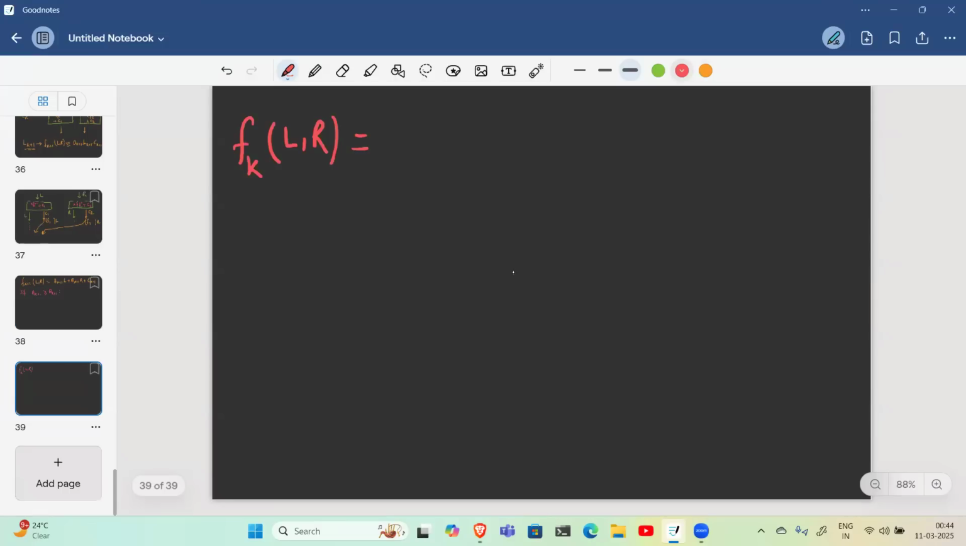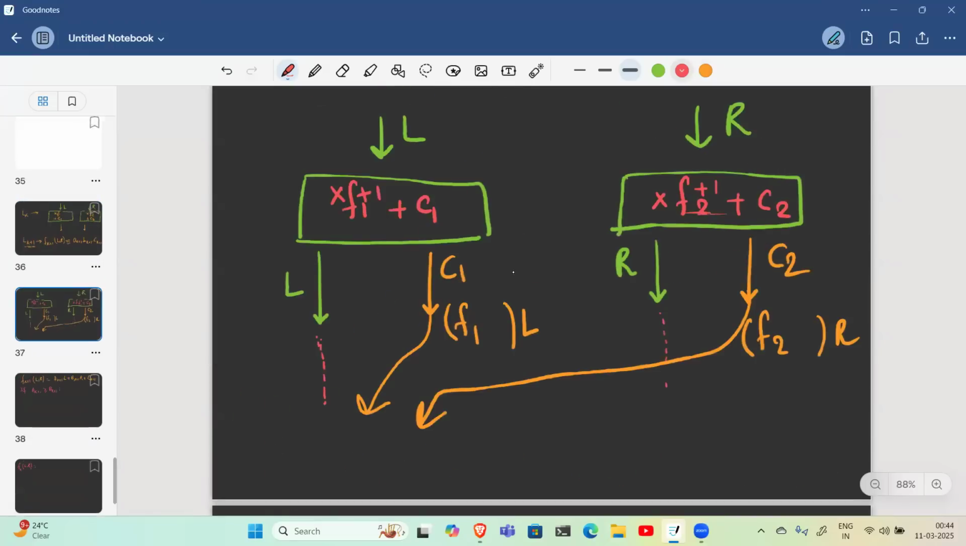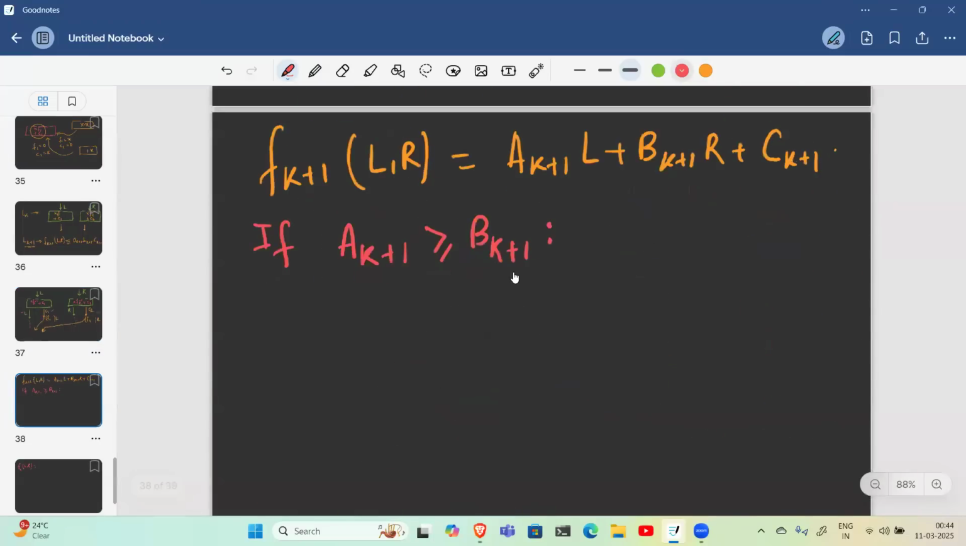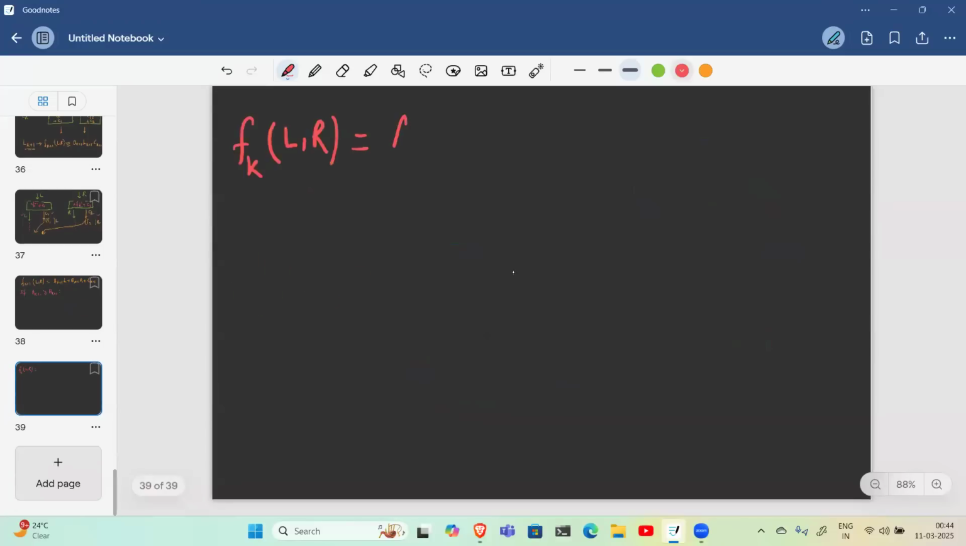That is simply, now what just happened? Under the assumption that a_{k+1} is greater than or equal to b_{k+1}, all these people, L, C1, F1L and C2, F2R, they all passed through the left lane, right? So it would be a_{k+1} times (L + F1L) plus (L + F2R), because things are entering the (k+1)th layer. These many people pass through the left lane. In the right lane, how many people passed? Simply R. No one else passed.